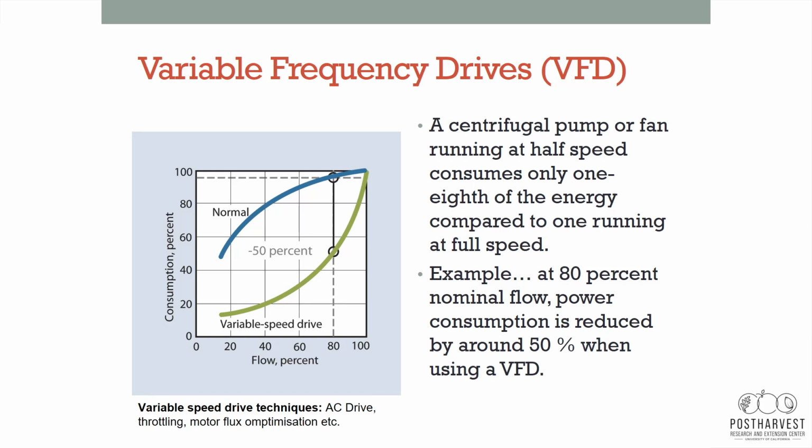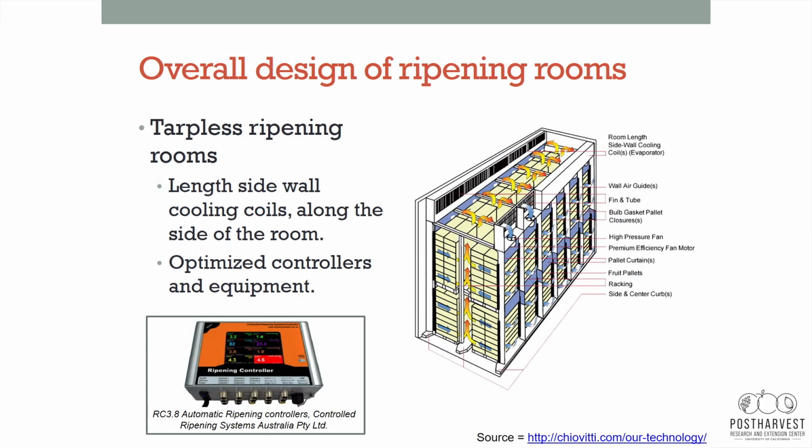So, let's say a fan running at half speed consumes around 1/8 of the energy compared to one running at full speed. So if we're running at full speed, we're spending much more energy to keep it running. In this example, at 80% of the nominal flow, power consumption is reduced by around 50% when using a variable speed drive. And variable speed drives come in multiple types. There are AC type drives, motors for optimization. There are many ways of having access to variable speed drives, and they behave differently and can save you energy at different levels.